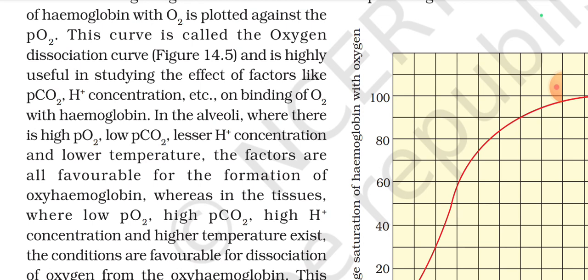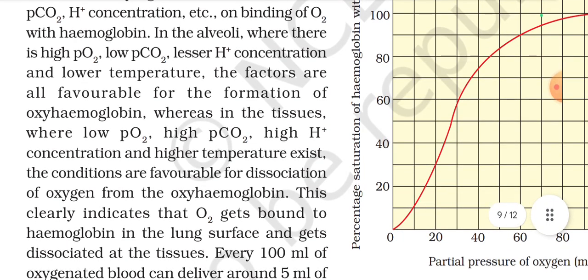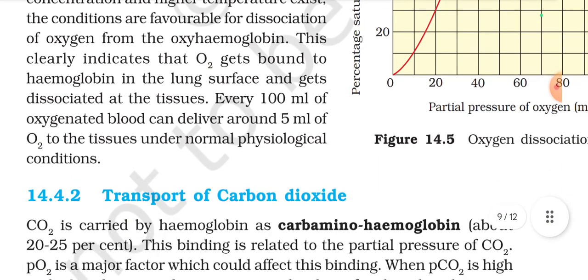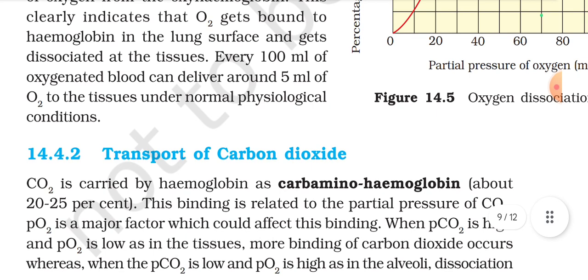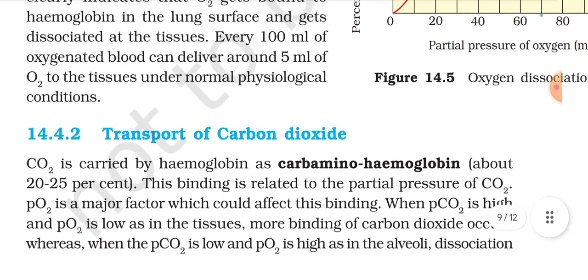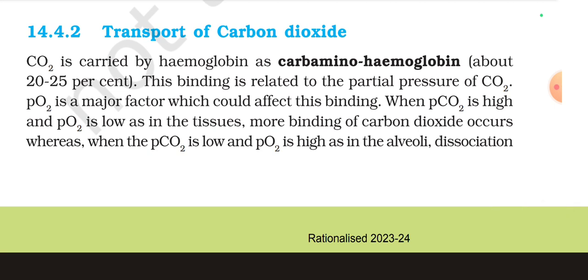Whereas in the tissues where low PO2, high PCO2, high hydrogen ion concentration and higher temperature exist, the conditions are favorable for dissociation of oxygen from the oxyhemoglobin. This clearly indicates that oxygen gets bound to hemoglobin in the lung surface and gets dissociated at the tissues. Every 100 ml of oxygenated blood can deliver around 5 ml of oxygen to the tissues under normal physiological conditions. Now, next heading is transport of carbon dioxide.